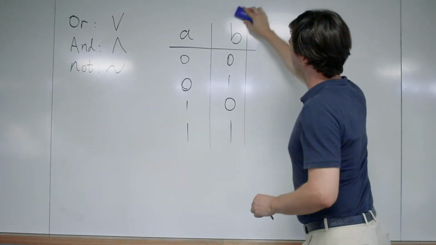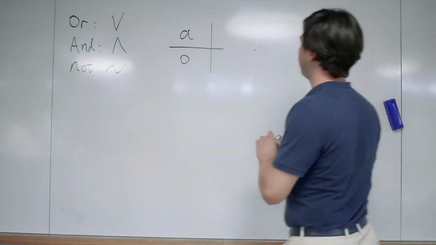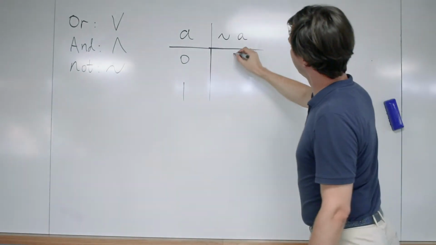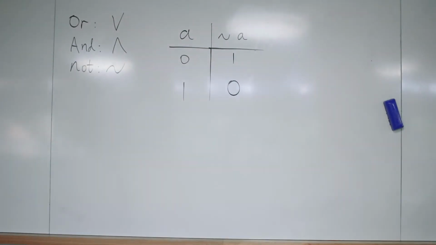Next, we have not. And and or are binary operators because they work with two inputs. Not is a unary operator because it only works with one input. Not just flips the bit, so to say. Whatever the input, it gives the opposite output.